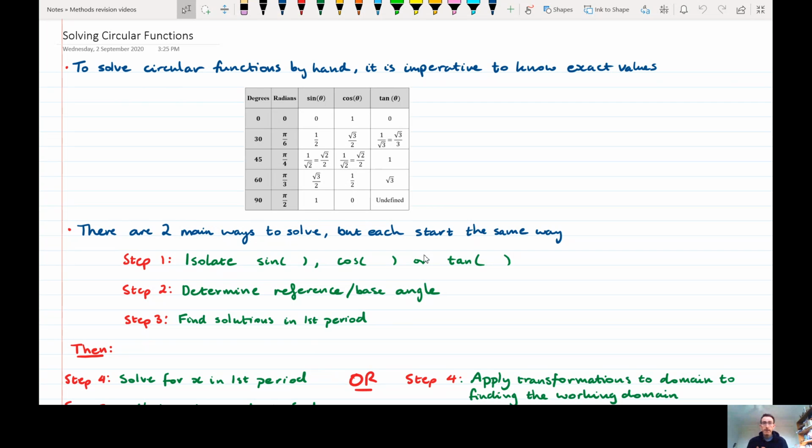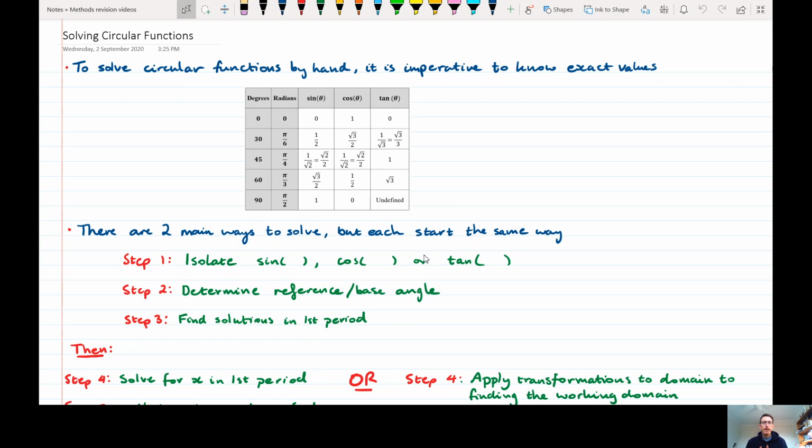There are two main ways to solve our circular functions. Both end up with the same result. Both are equally valid. I'll do one video with one way and a second video with the other way. Same notes, same examples though.